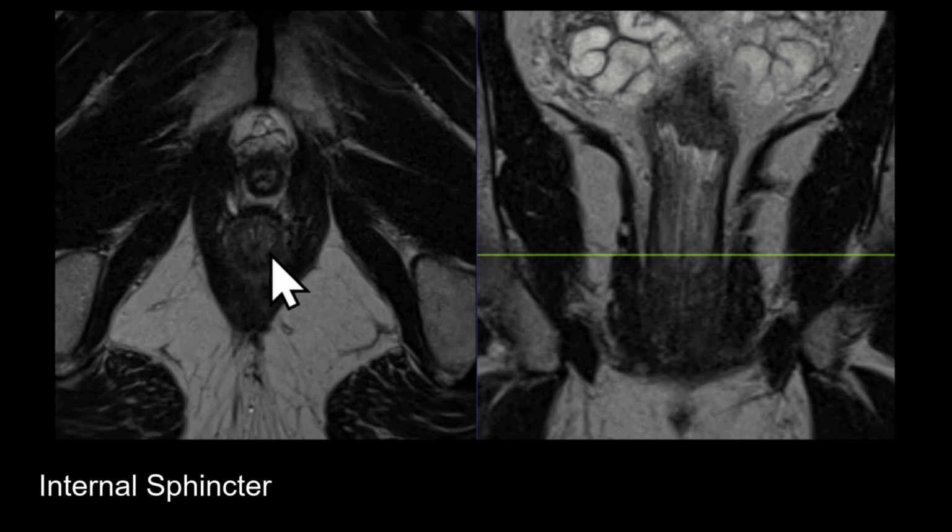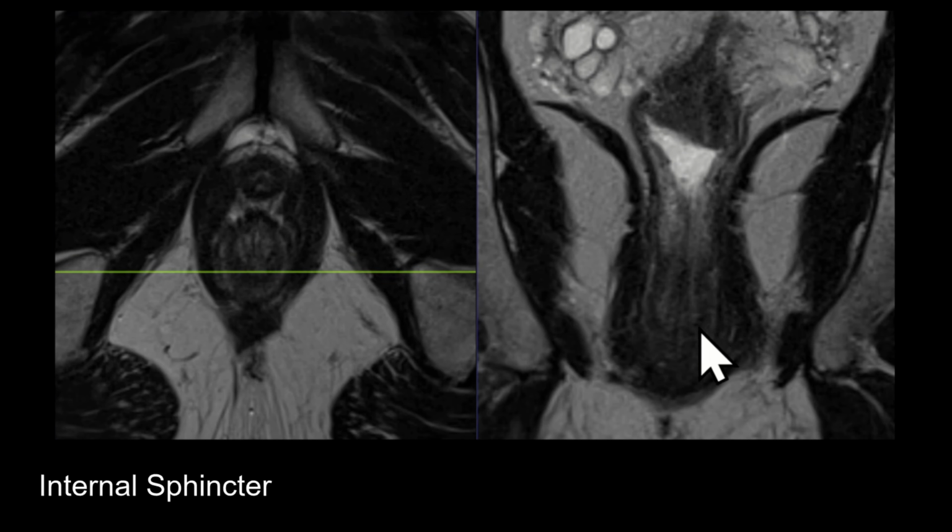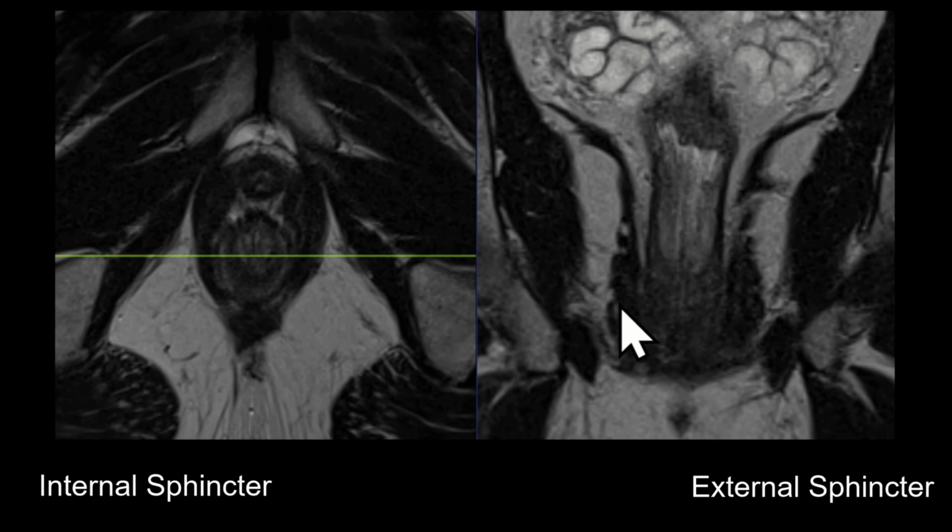It's quite T2 hypointense, so here it is on axial images, and here you can see it on coronal images. I'm outlining it with my mouse. Again, a continuation of the muscularis of the rectum. We have the external sphincter here laterally. This is the continuation of the levator ani musculature. So here's the levator ani, and this is the external sphincter here. This is skeletal muscle, and this is, of course, very hypointense on T2 weighted images.